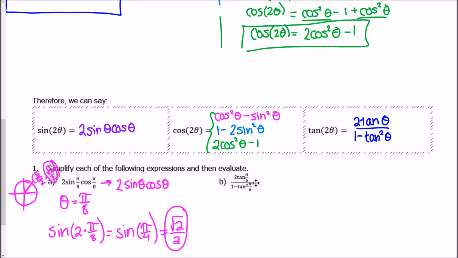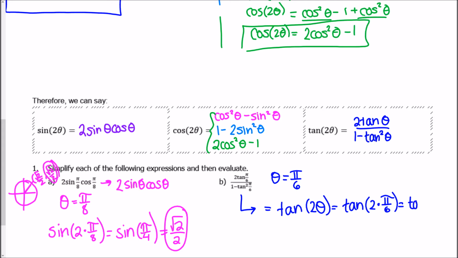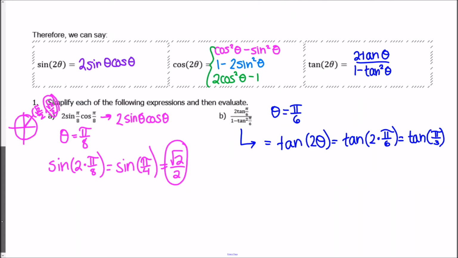So here, our theta is going to be pi over 6. And if you notice, it says 2 tan theta over 1 minus tan squared theta. That's what this is saying. So this right here is simply just tan of 2 theta. But if we know that theta is pi over 6, then it's tan of 2 times pi over 6. And 2 times pi over 6 is pi over 3. So let's go ahead and use our unit circle to figure this out.